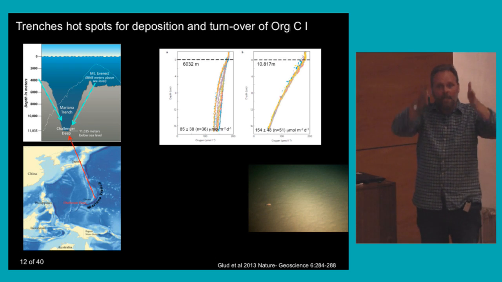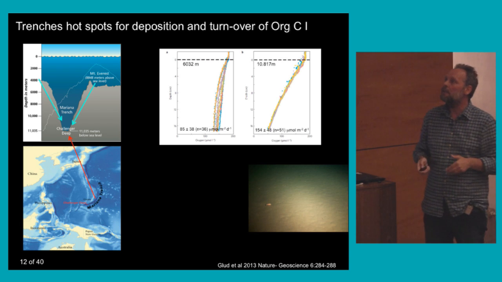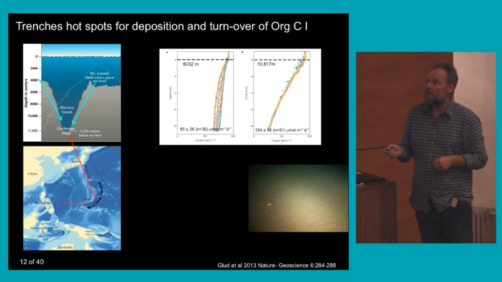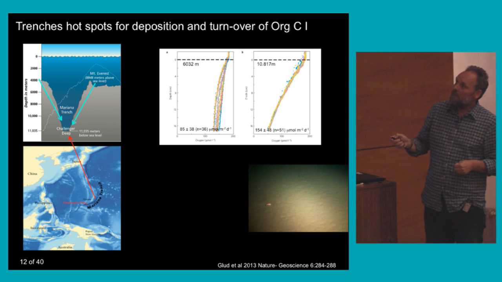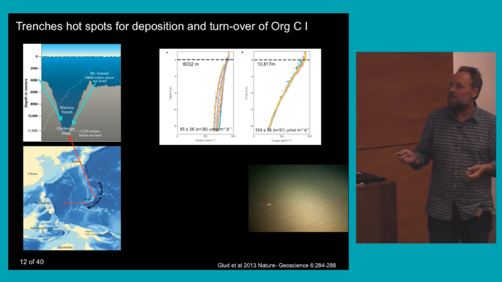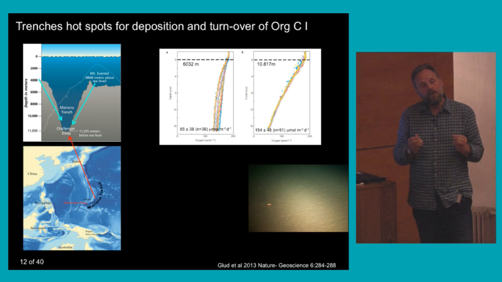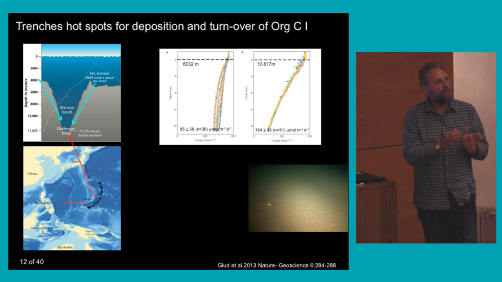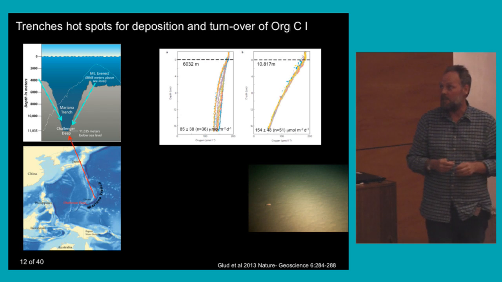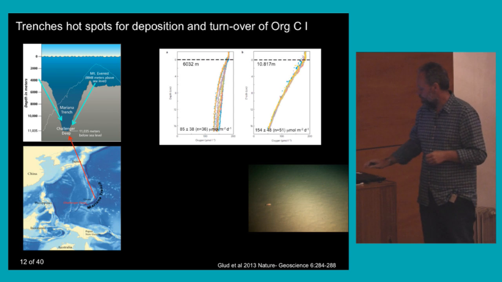If you look at those in a one-dimensional way, having the same productivity in the overlying water column, you see a faster attenuation of oxygen here, showing that it is consumed fast, and you can calculate that in the deep trench, it's actually consumed twice as fast as it is on the shallower side. So strongly confirming that when you go really deep, into the trenches, you have hotspots for turnover of organic material, a hotspot for deposition, and a hotspot for turnover.